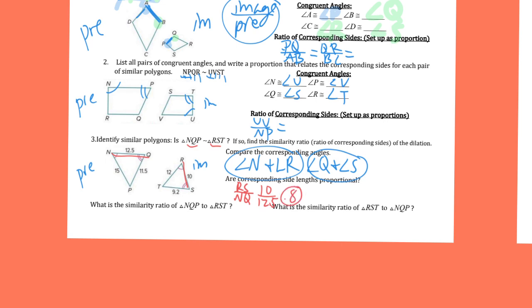So let's check something else that's corresponding. We could do QP with RS. So QP over RS. Okay, so let's do this. QP.